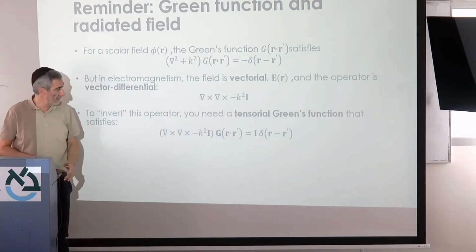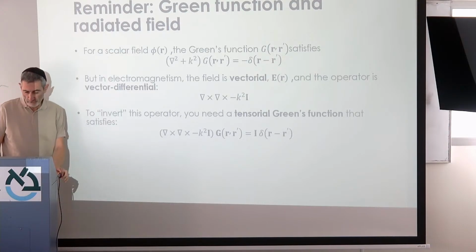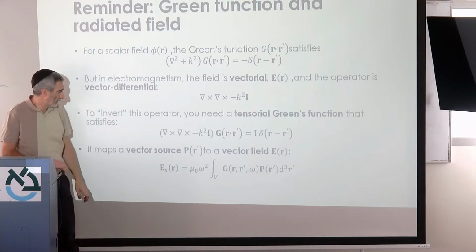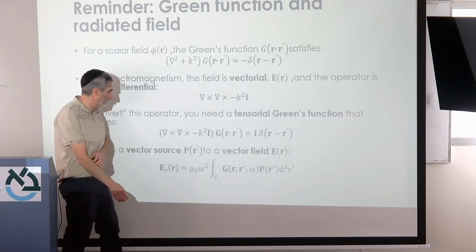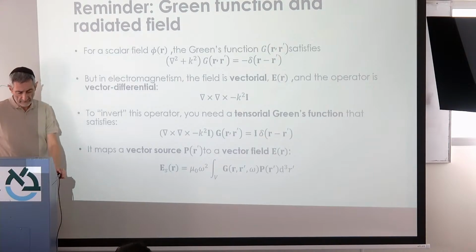So you can see that as the inverse of the operator itself, from a more formal point of view. So it maps a vector source P of r to a vector field E. So the scattered field is related to P by this formula, thanks to the Green's function, which is the inverse of this operator here.